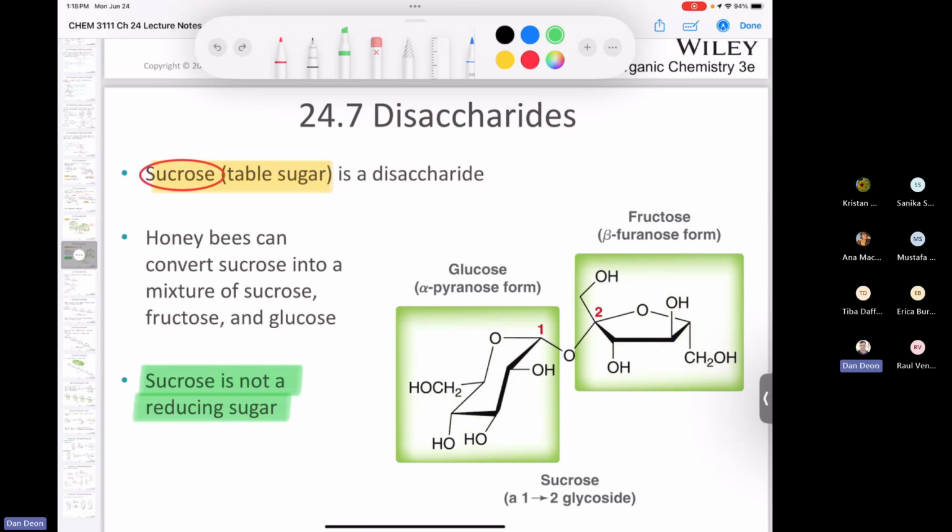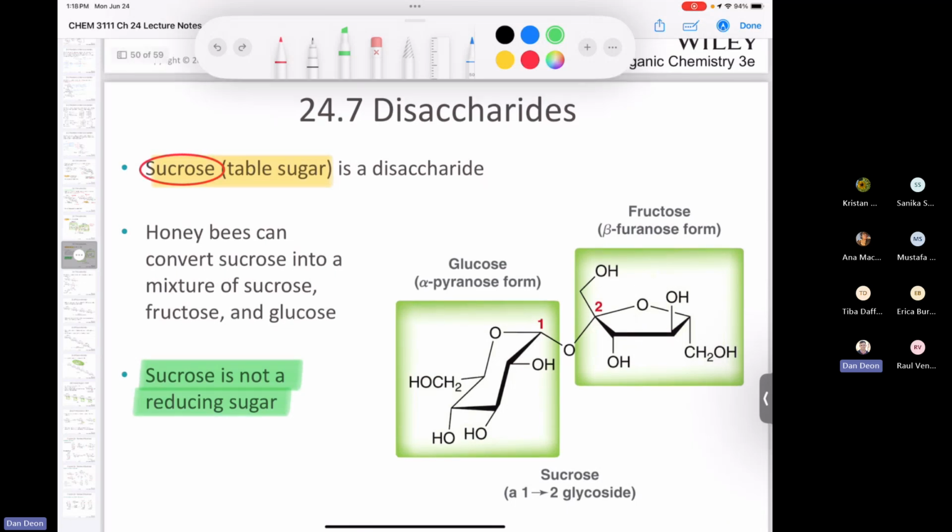It says here that honeybees can take sucrose and convert it into fructose and glucose. And this is why I think that honey is, by definition, sweeter than sugar, because fructose is sweeter than sucrose. I don't remember that exactly, but it's something along those lines. But there you go. So those are the four disaccharides that you need to be aware of.